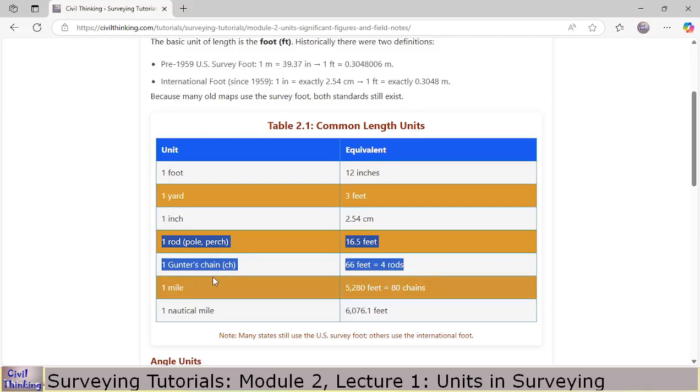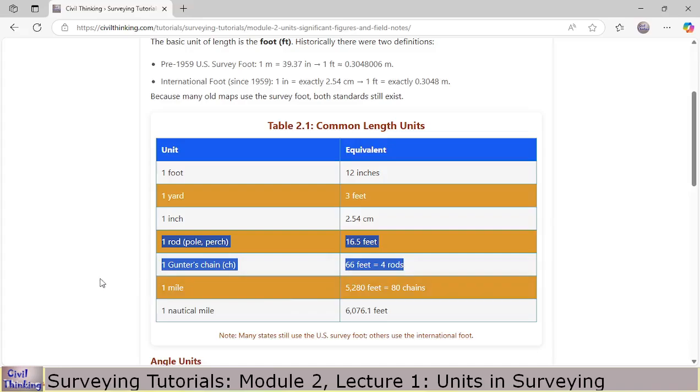In surveying we also use chains, and in the coming class I will show you that chain. We have many types of chains: the engineering chain, and Gunter's chain, which is very common and famous all over the world. The length of one Gunter's chain is 66 feet, and it is equal to 4 rods. So 16.5 times 4 is 66 feet.